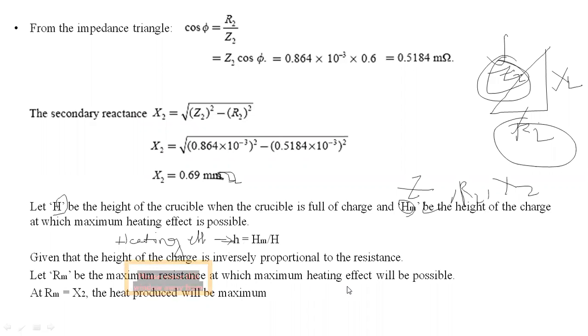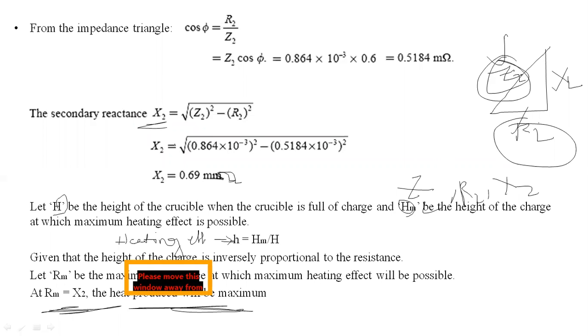Let Rm be the maximum resistance for the maximum heating. At the maximum possible heating effect, the resistance of your charge is considered as Rm. At the equilibrium point, we take this maximum resistance, which is equal to the reactance of your secondary side. So at this point, the heat produced will be the maximum. That is, at the maximum resistance, which is equal to the value of your secondary reactance.